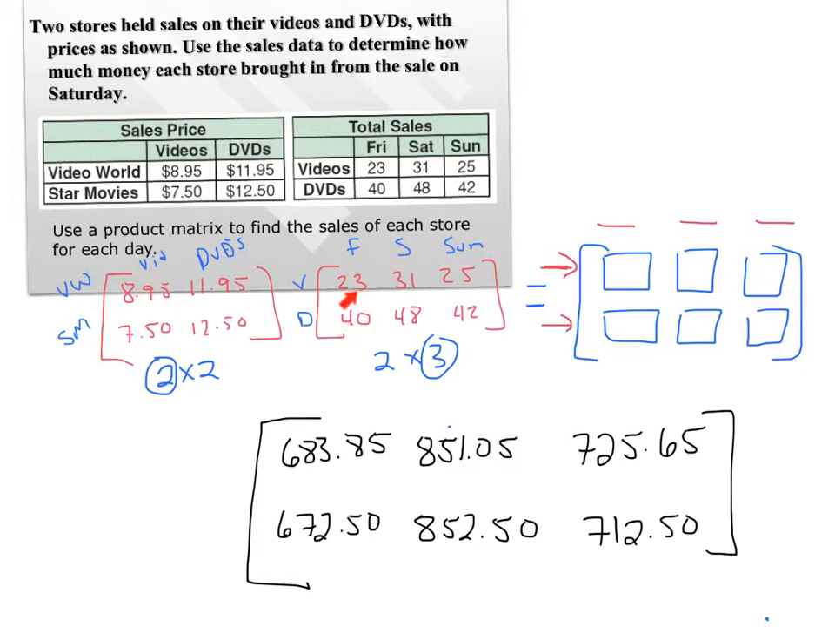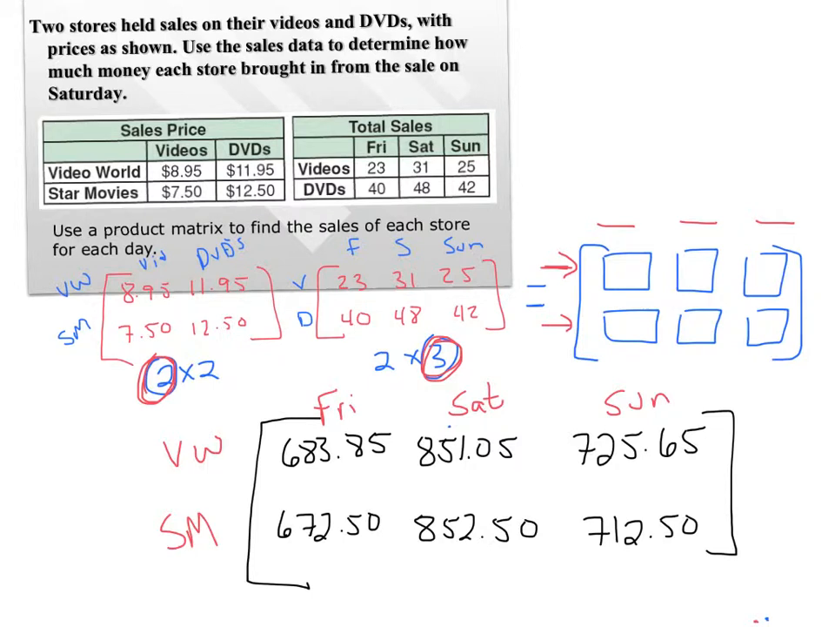$8.95 times 23 is the total money they took in for just videos, and $11.95 times 40 is how much they brought in for DVD sales. Add those together, that's how much they made on Friday. So this column right here is Video World. And think, we take the rows from the first one and the columns from the second one. So that means our resulting matrix, when we label it, we would label the rows from the first matrix, and we would label the columns from the second matrix.